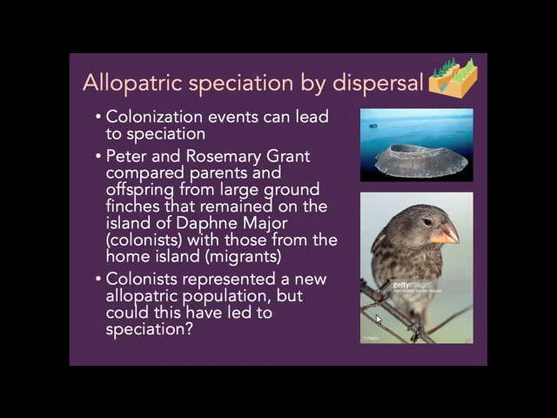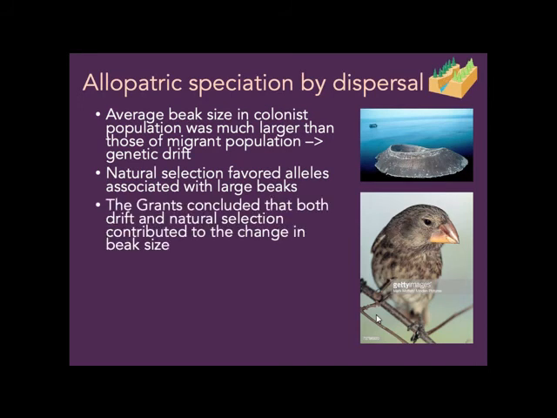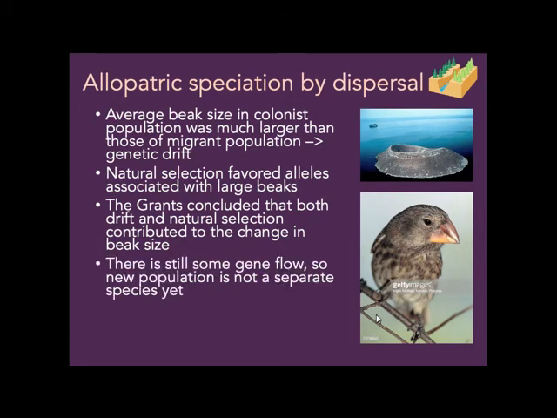All right, so the colonists represented a new allopatric population, okay? But could that actually lead to speciation? The average beak size in the colonist population was a lot larger than that of the migrant population, potentially due to genetic drift. Just the individuals that happen to get there happen to have different beak size. Natural selection favored alleles associated with large beaks, and so the Grants concluded that the combination of genetic drift and natural selection contributed to the change in beak size between the two groups of birds.